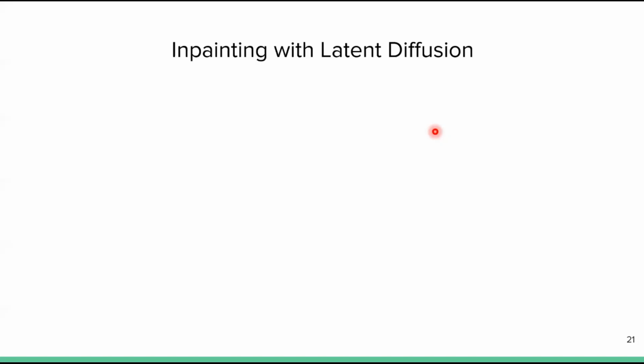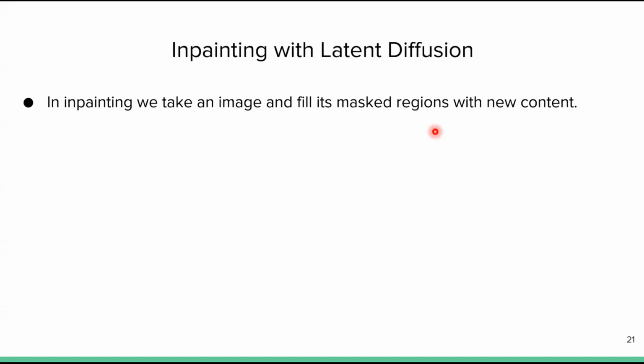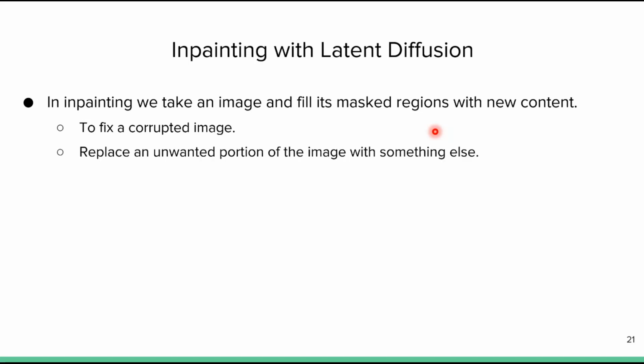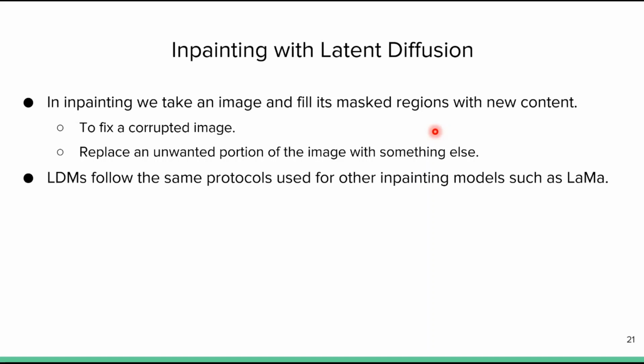All right. So the last set of experiments that were conducted were regarding in-painting. As we know, in-painting is where we take an image and we fill certain regions of that image with new content. And this is done either to fix a corrupted image or to replace a part of an image with something else. These LDMs followed the same protocols as a model called Lemma, which at the time was the state of the art for in-painting.